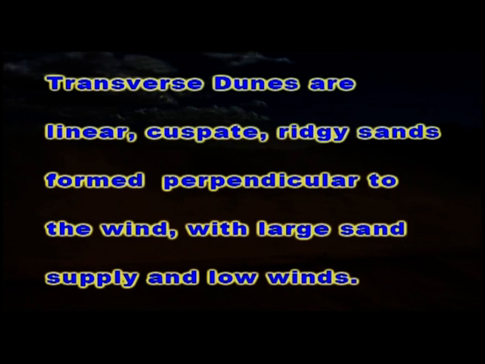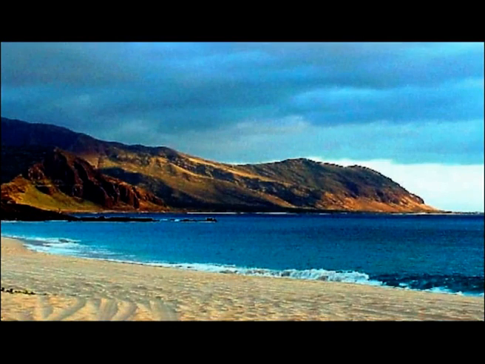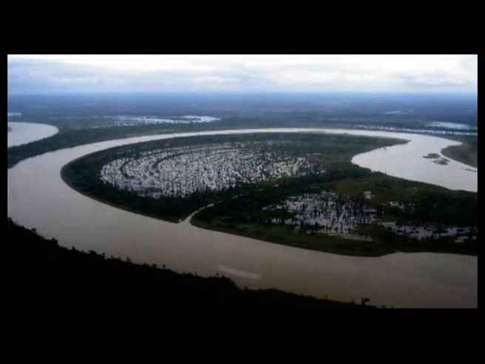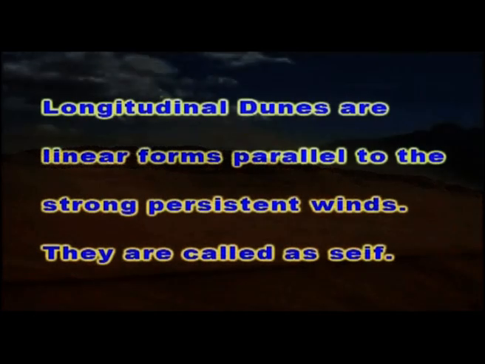Transverse dunes are linear, cuspate, ridgy sands formed perpendicular to the wind direction with large sand supply and low winds. With stronger winds, they may evolve into barchans. They usually occur on beaches, floodplain alluviums or erodible sandy bedrocks rather than the dry deserts.